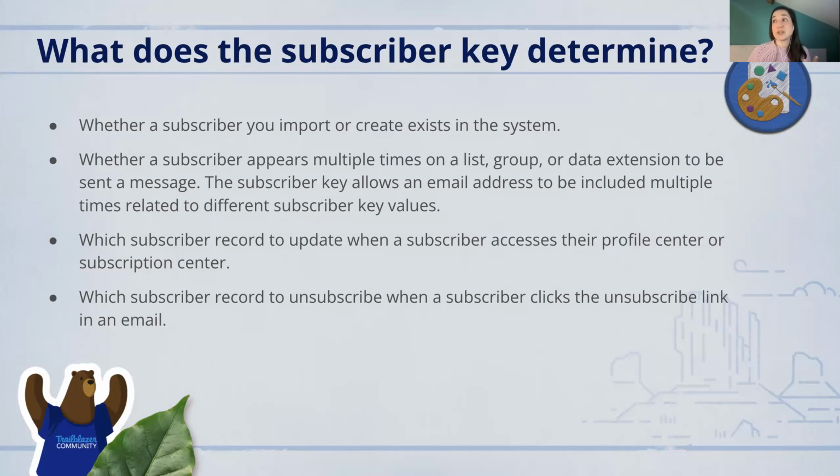Whether a subscriber appears multiple times on a list, group, or data extension to be sent a message, the subscriber key is going to dedupe for us. It's going to deduplicate. It's going to make sure that it's not the case of a husband and wife that should be treated as two individuals, but actually the same person. If they're on the list 3 different times and they all have the same subscriber key, then they will only be sent to once. So you're only going to get one email rather than getting 3, 5, 7, 10, however many times that you're on that list.